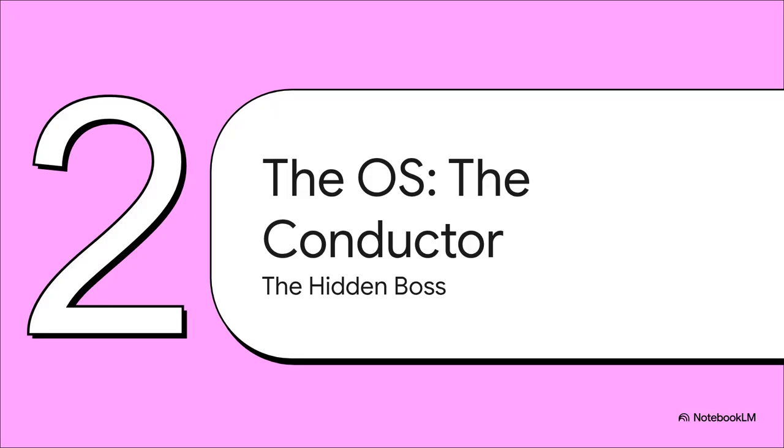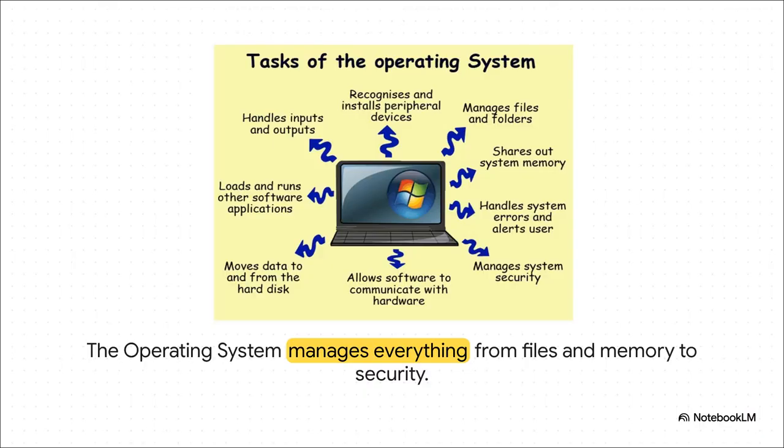But with all these different programs running, you can imagine things could get pretty chaotic, right? So, who's in charge? Who's the boss? Well, let's move one layer deeper and meet the conductor of this entire digital orchestra, the operating system. Your OS, whether it's Windows, Mac OS, or Android, is the ultimate master manager. Just look at all this.